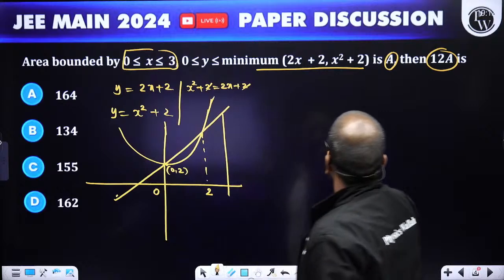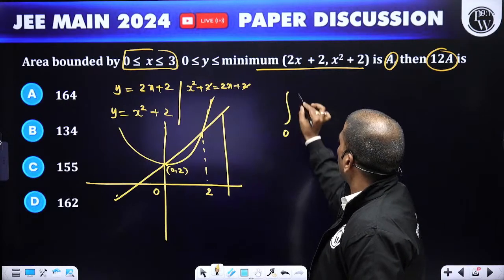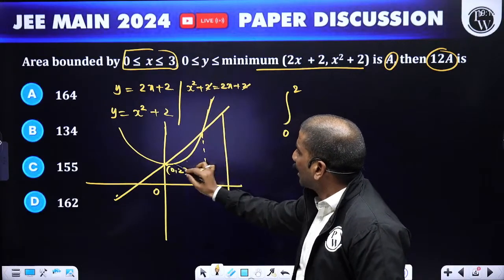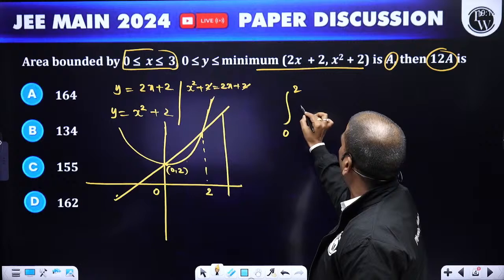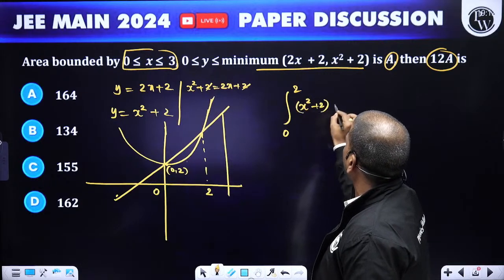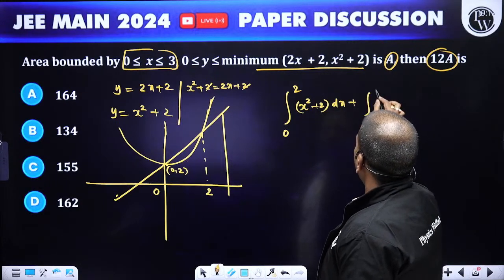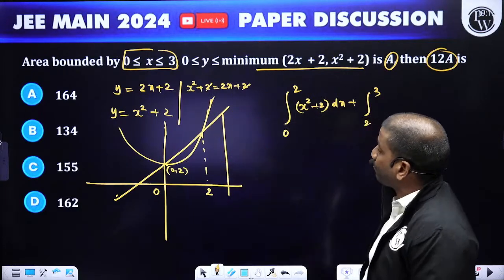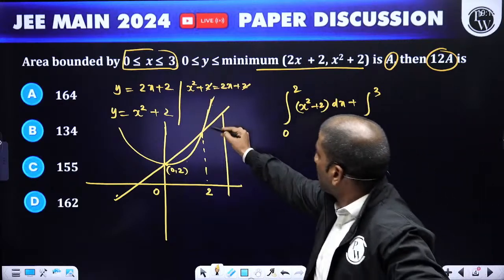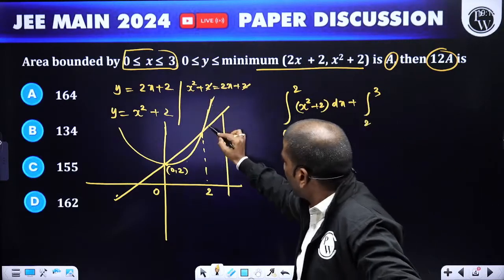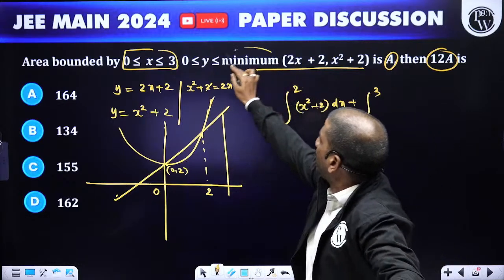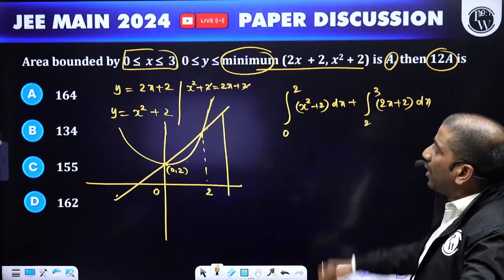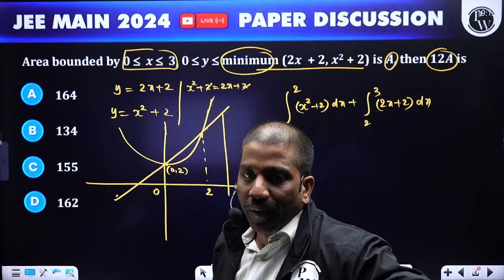Now you see, integral 0 to 2, the line is above the curve, so that means the curve is smaller, that is the minimum we want, x square plus 2 dx. Afterwards from 2 to 3, the upper one is the curve and the lower one is the line, but we want minimum, so then that is nothing but 2x plus 2 dx. So that's all. So drawing the curves, correct?